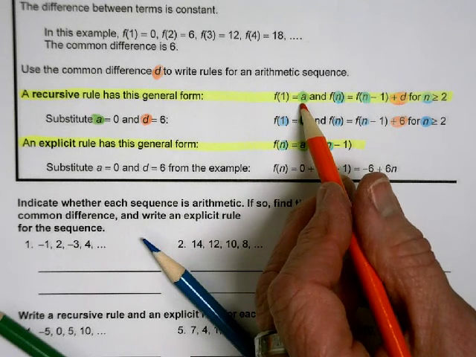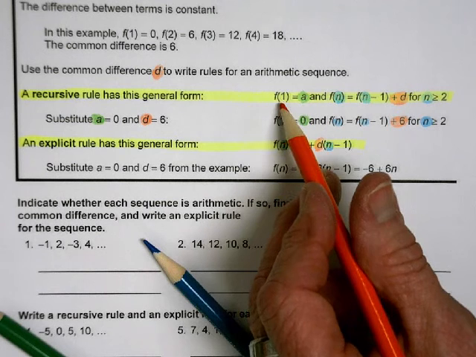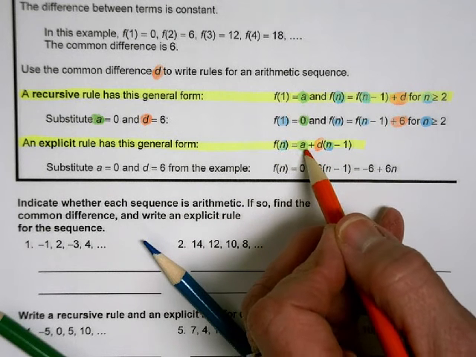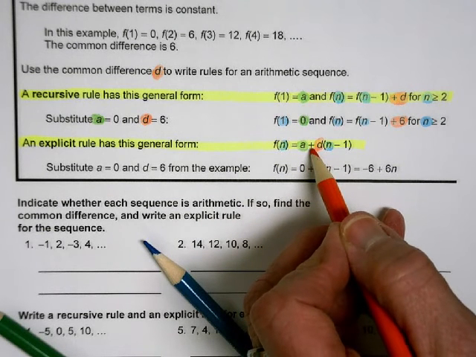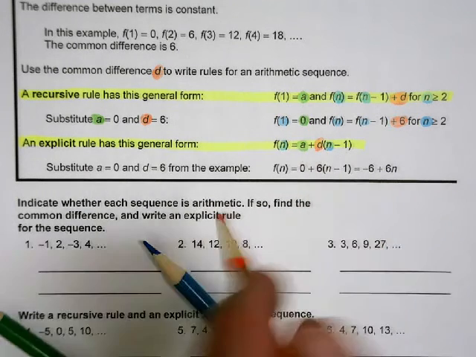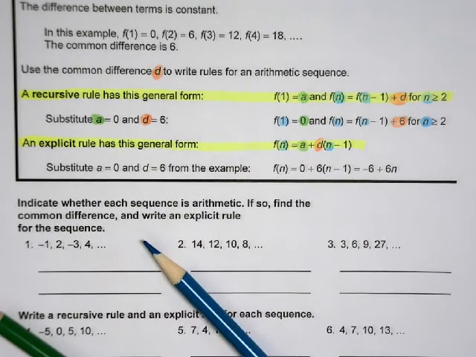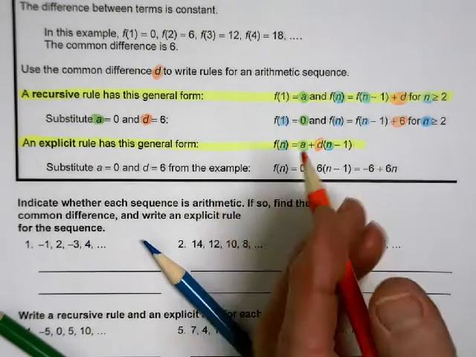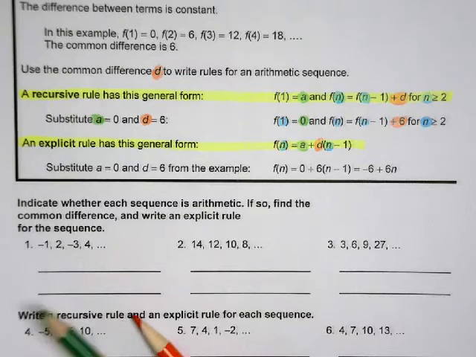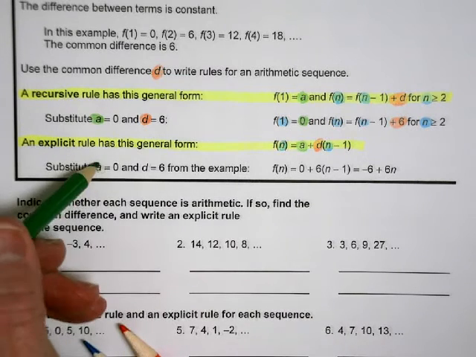In the recursive rule, you list A out separately, and in the explicit rule, A's in the formula. Okay? And this is not easy, guys. This is new stuff to you. So that's why it seems silly, but it's really good. For me, the colors are helpful because then it draws my eyes to where I should find my information.